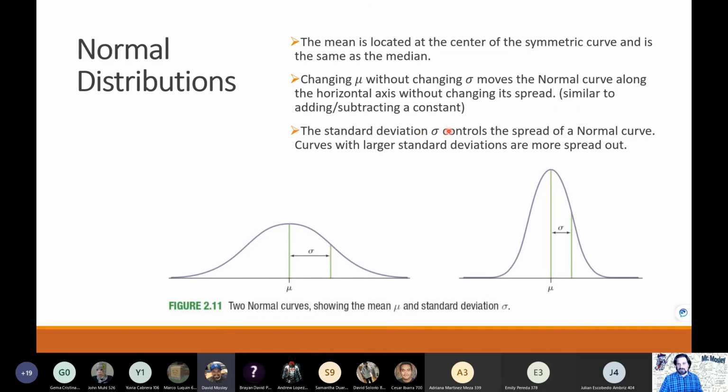The standard deviation sigma controls the spread of a normal curve. Curves with larger standard deviations are more spread out. So there's more variability in a curve that has a larger standard deviation and less variability in a curve that has a smaller standard deviation. But knowing the mean and standard deviation allows us to essentially draw the picture of the graph. And we'll get into that next week, which I had intended on doing today, but again, things happen, and we're not getting that far into the content today.